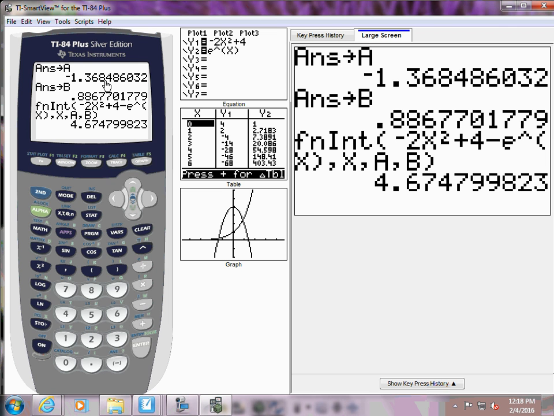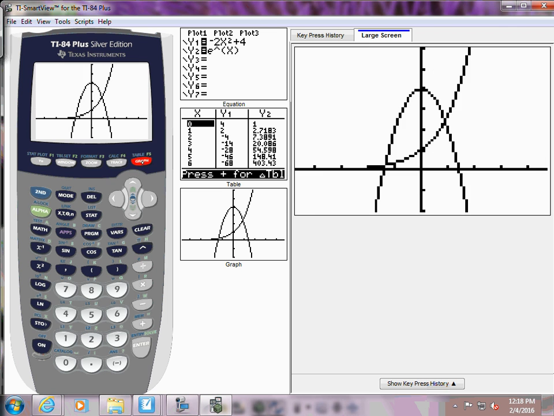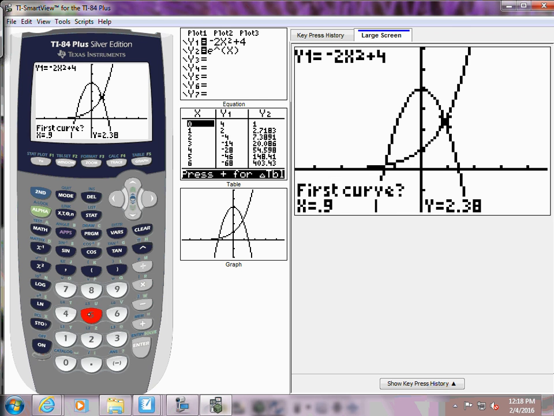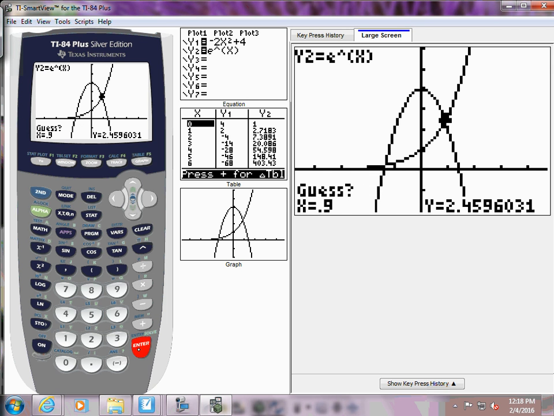The thing that's really neat, though, when you know how to get the points of intersection, is that when you get a point of intersection, you can store it in alpha A and just use the letter A instead of having to retype it. Second calc, 5, first curve, second curve. I'll show you on one of them how to get it.